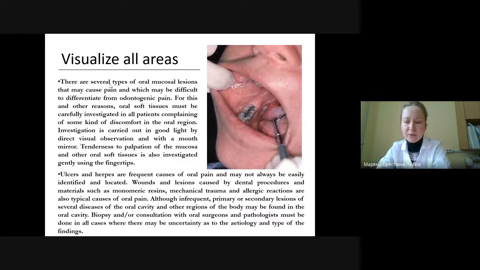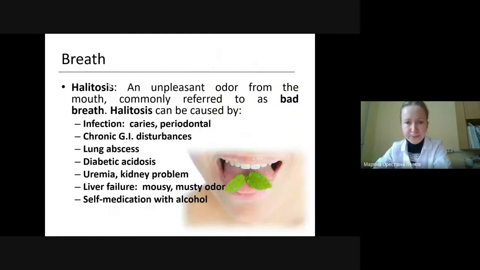Although infrequent, primary or secondary lesions of several diseases of the oral cavity and other regions of the body may be found in the oral cavity. Biopsy and consultation with oral surgeons and pathologists must be done in all cases where there may be uncertainty as to the etiology and type of the findings.